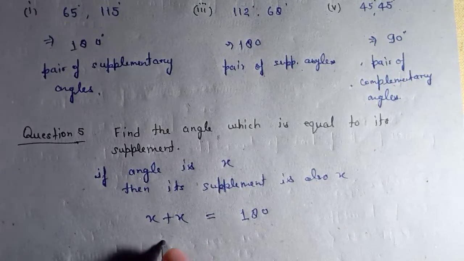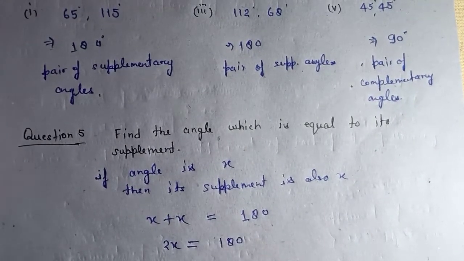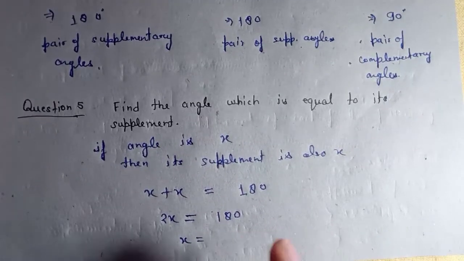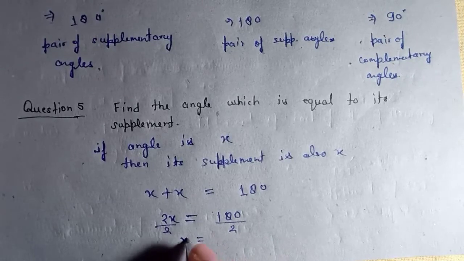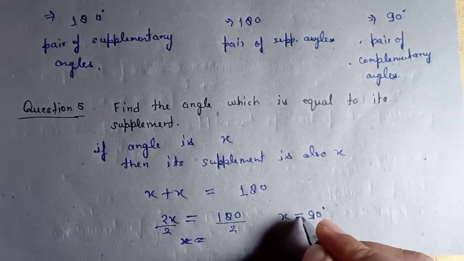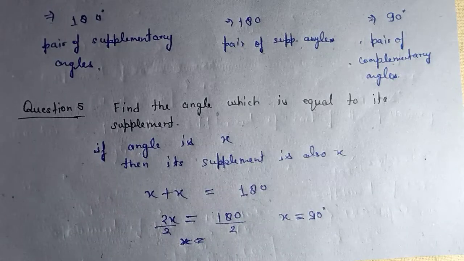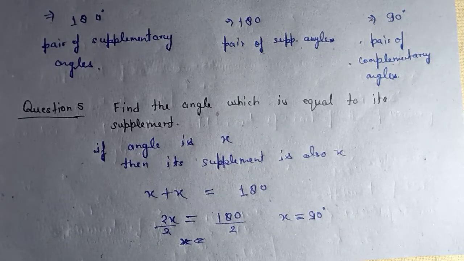Now add these two numbers, you will get 2x, and 2x is equal to 180. So x is equal to, now divide 2x by 2 and 180 by 2, you will get x is equal to 90 degrees. So that angle is 90, which is equal to its supplement. When you add 90 and 90, it becomes a linear pair. When you add 90 degrees 2 times, you get 180 degrees.